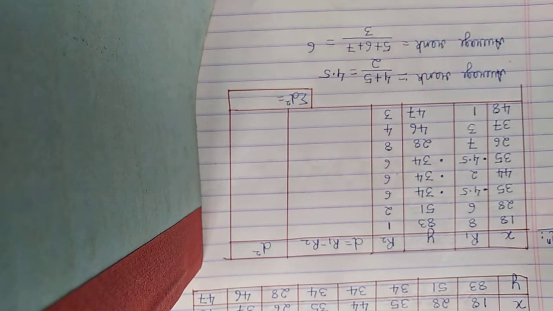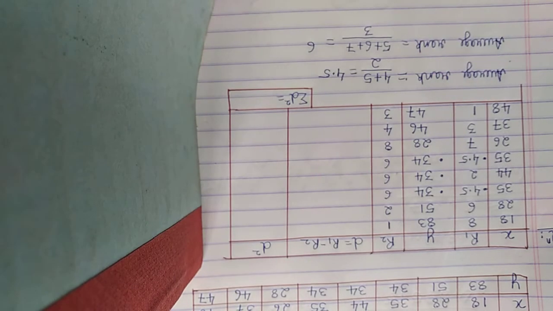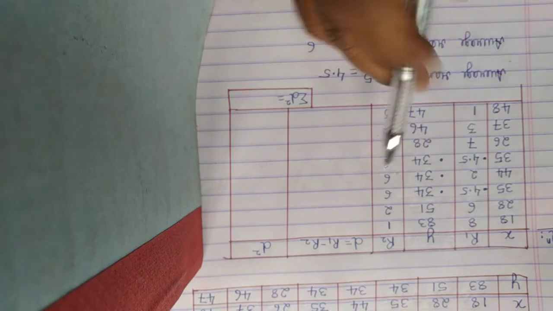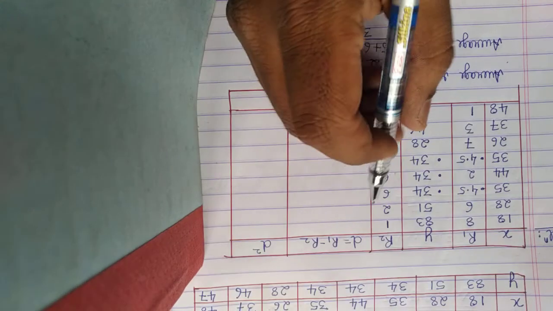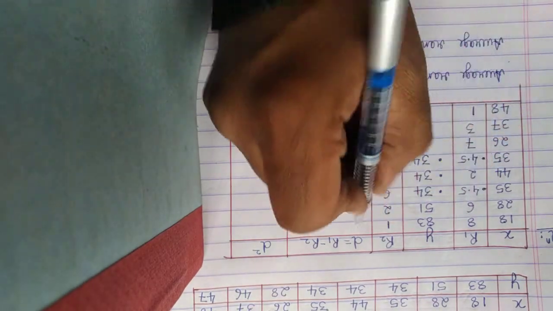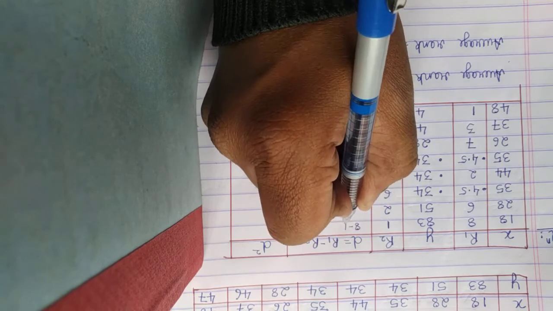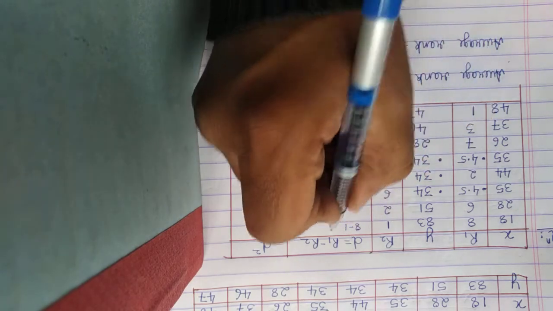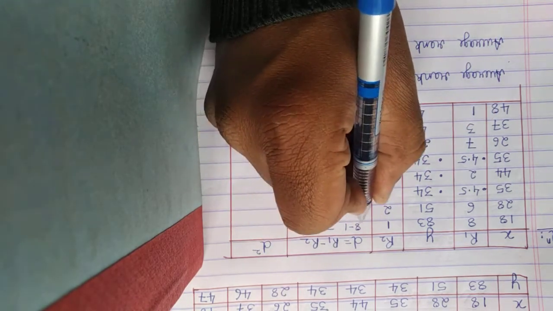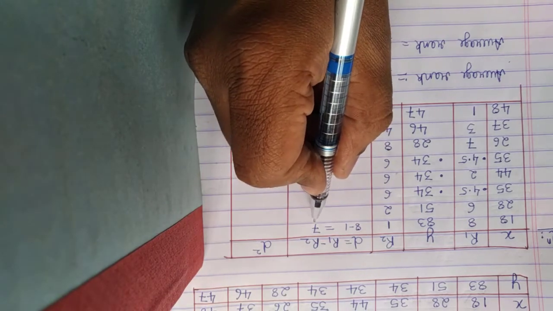I'll note down the rank correlation formula. But before noting down the rank correlation formula, as we have already got ranks R1 and R2, we'll first find the difference in ranks, that is D equal to R1 minus R2. Use your calculators and find out the difference between R1 and R2. R1 is 8 minus R2 is 1. So 8 minus 1 is equal to 7. No need to show all these calculations. Directly you can write 7.